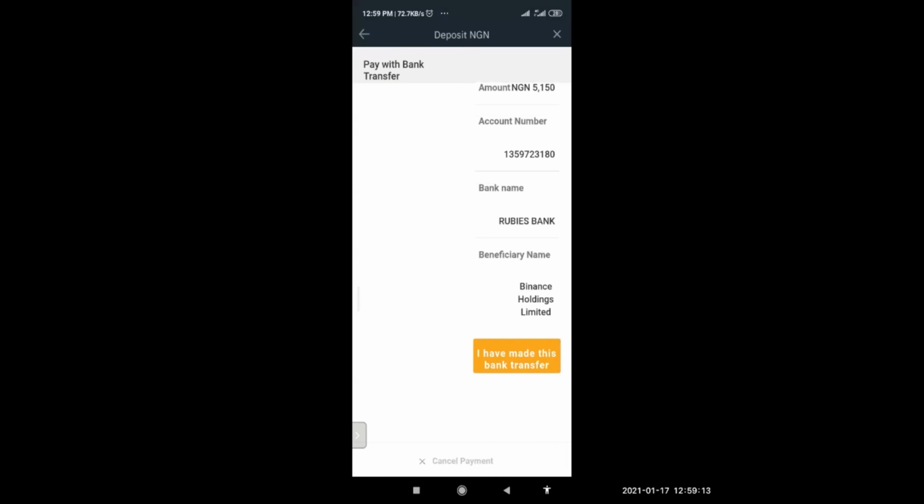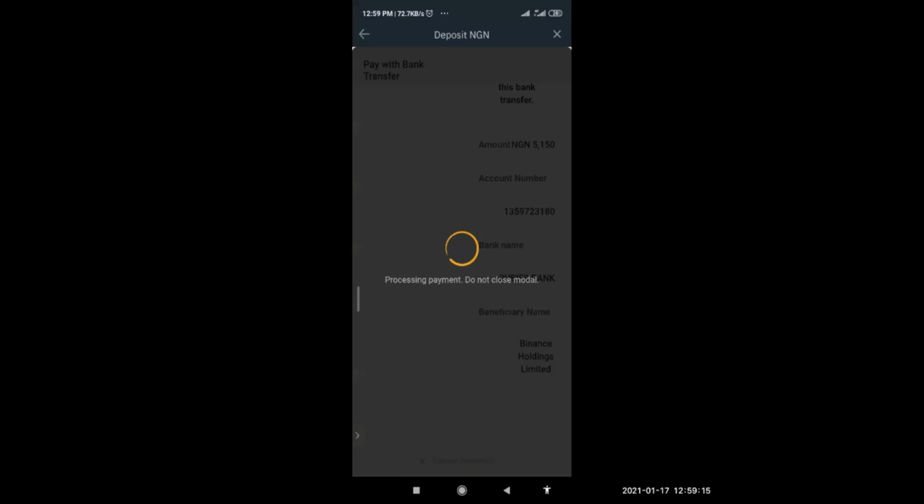So you are about to send money to an account that is not safe. Binance only is not safe beneficiary. So I'll press cancel, since the amount I want to send should be 5,150. Okay. If, for example, I made this transfer, I will just click I have made this transfer.